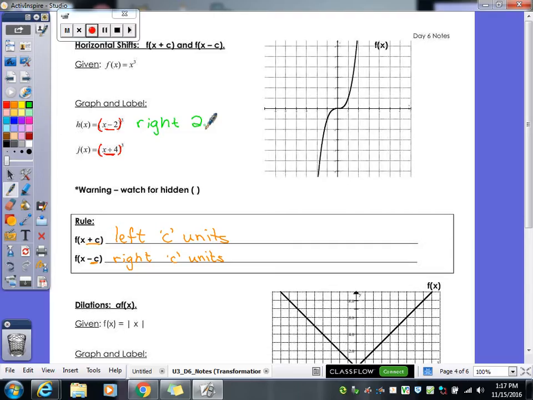So I'm going to take each point. I'll start right here with my x and y intercepts. I'm going to move that to the right 2 and put my new point. Negative 1, negative 1, I have another point, so I'm going to move that to the right 2. 1, 1. I'm going to move that to the right 2. And then the very tips. So that gives me my h of x function.